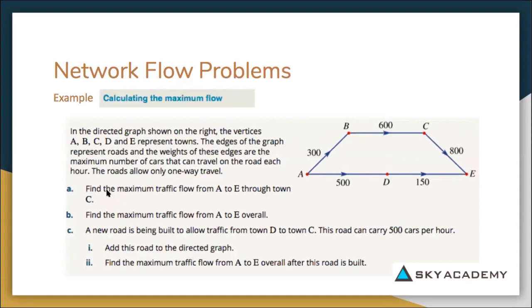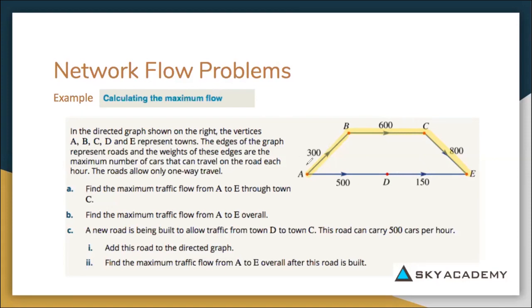So question A, find the maximum traffic flow from A to E through town C. If we're flowing from A to E through town C, we know we have to go up here, A, B, C, E, because we were asked to go through town C. If we took this road along there, it would not go to town C. So we're trying to find the maximum flow through this town.